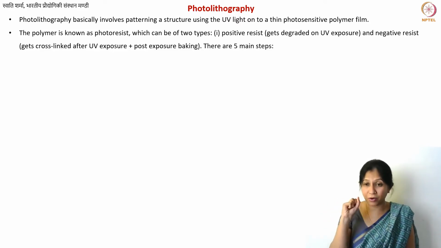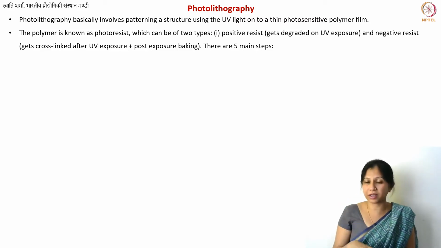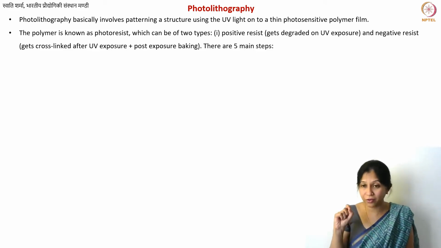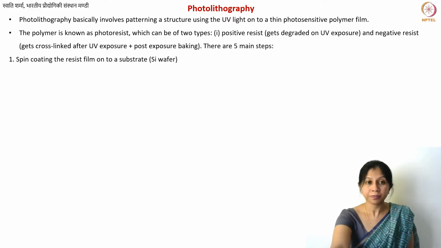Photoresists can be of two types. One is known as negative photoresist and the other one is known as positive photoresist. And I will describe why you would call something negative and positive. The definition is that the positive resist gets degraded when it is exposed to the UV, and whatever gets cross-linked after the UV exposure, you call those negative resists. There is a very minor difference in how you perform photolithography. So first let's talk about the 5 main steps of photolithography.